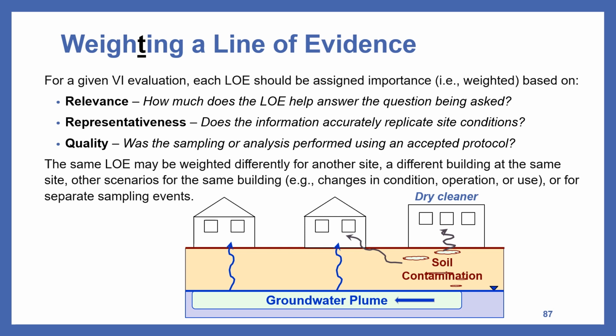differently at a different site, or a different building at the same site, or even for the same building if the situation is different. For instance, maybe the HVAC is operating versus not, right? Or even separate sampling events. So when weighting a line of evidence, context is critical.